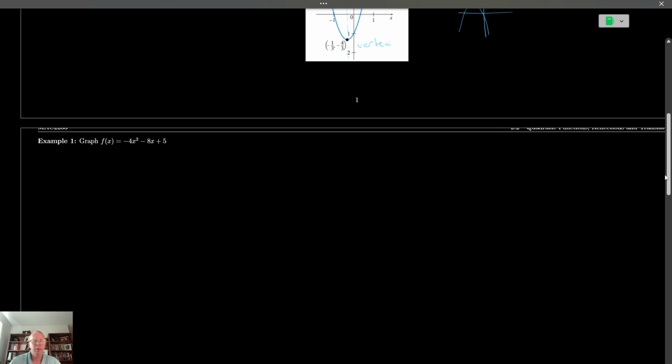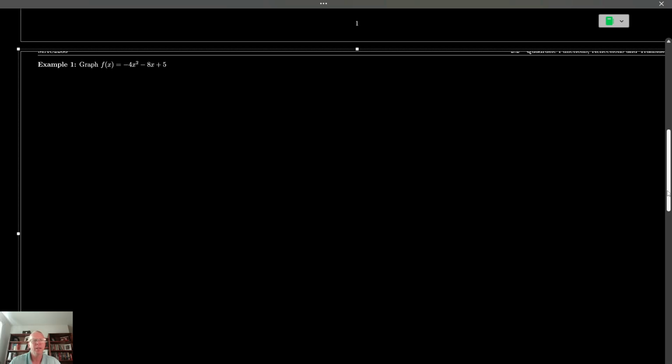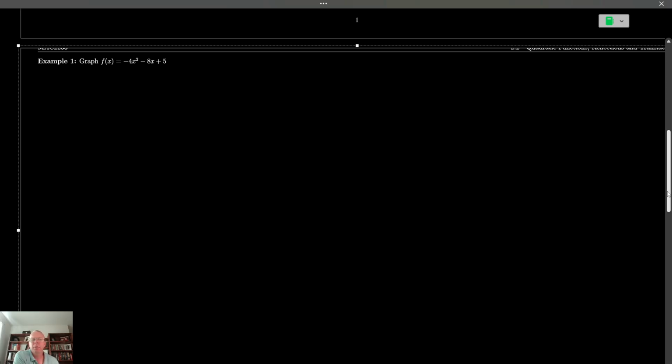So let's look at this first example, and I have the graph. Actually, I don't have the graph for that one. I thought I did. Maybe it's another one. So let's just talk about this. There are many things that we need to get while we're getting the graph for this. So the first thing we need to do is find the vertex.